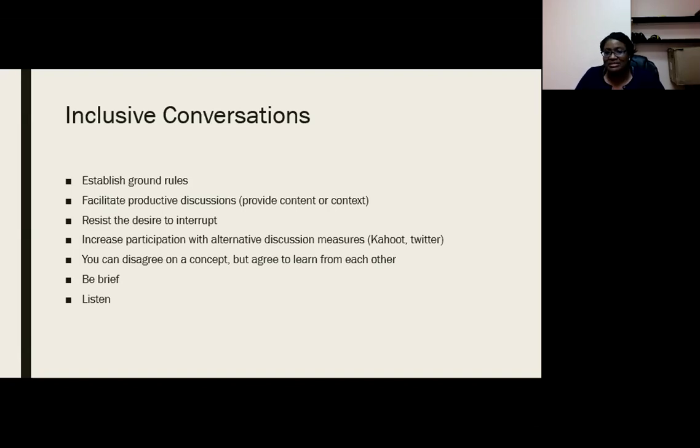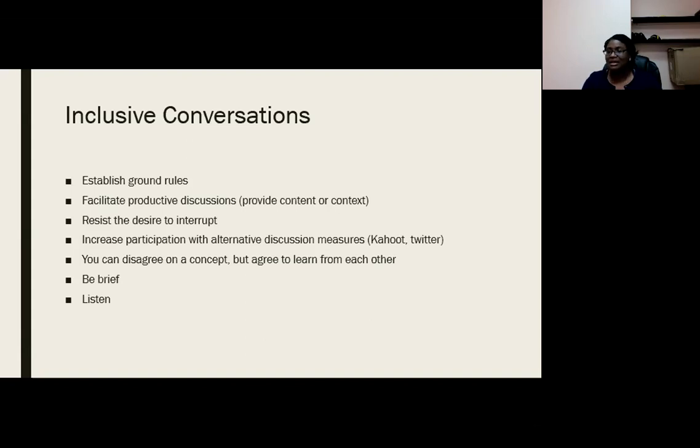I put in my syllabus that students have to understand, and we discussed that they can disagree on a concept, but they can agree to learn from each other, right? We don't always have to convince someone to think the way that we think, but we can challenge them to look at it in a different way. The way that I tell my students is, I'm not trying to convince you to think one way or another.